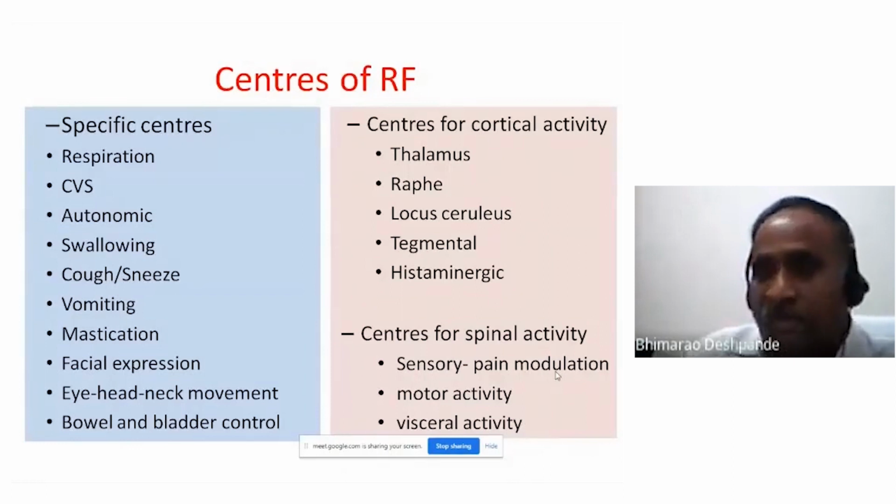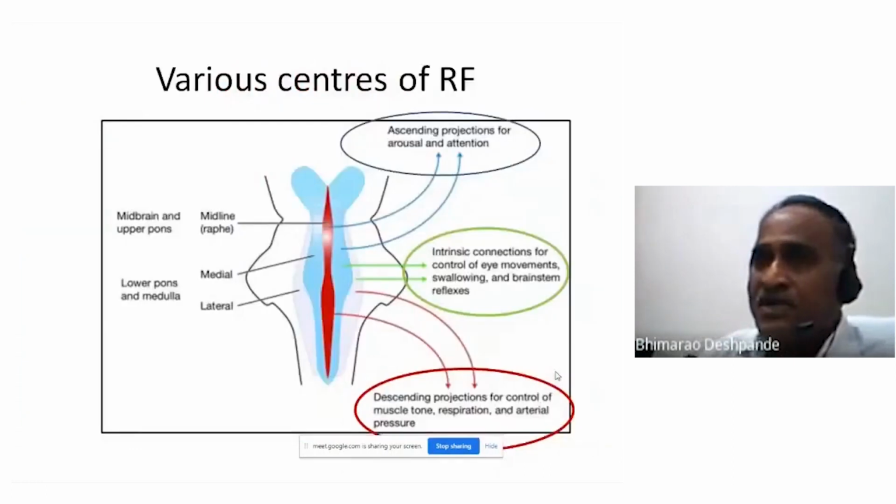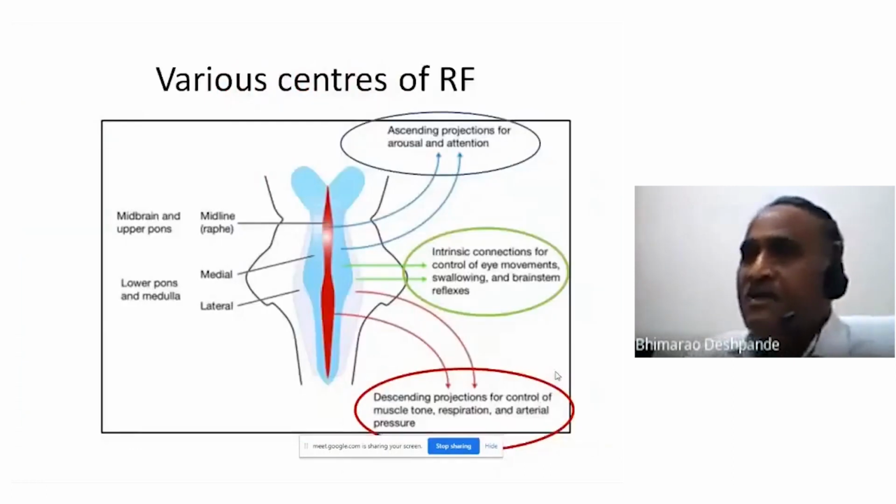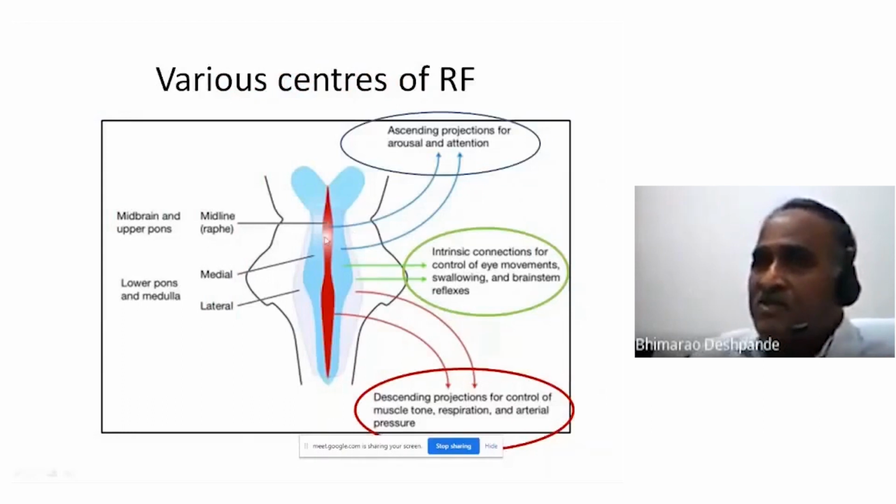Now, going further, this is what I have made. These are ascending projections. You can see this is the raphe nucleus, the midline raphe nucleus. Then this is the magnocellular. These two are ascending projections for arousal and attention.